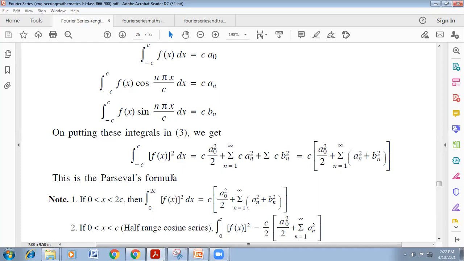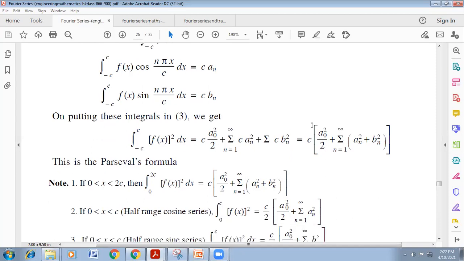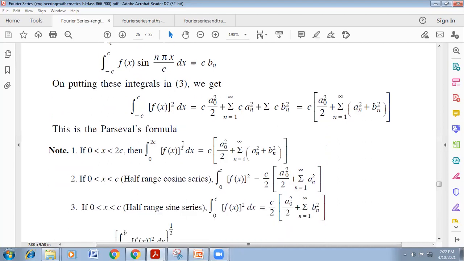Actually, this is Parseval's formula for the Fourier expansion of f of x. Remember it, we have derived this. Now we can write a question: state and prove Parseval's identity. Note that if x lies between 0 and 2c, the domain will be 0 to 2c, so the integral limit will be 0 to 2c of f of x whole square, then c times a naught whole square plus summation n equals 1 to infinity, just this one.